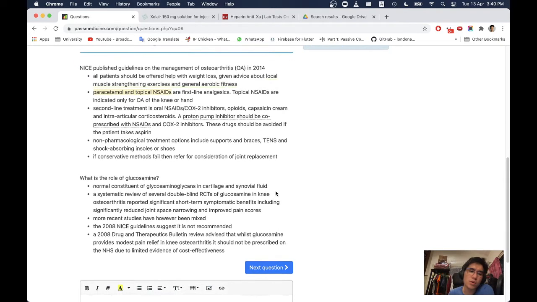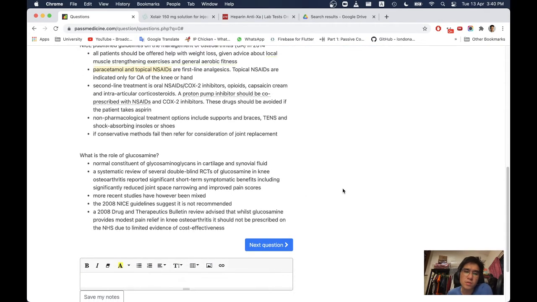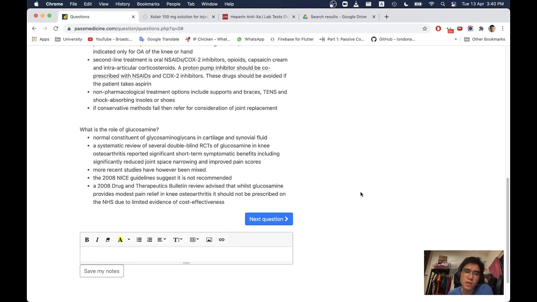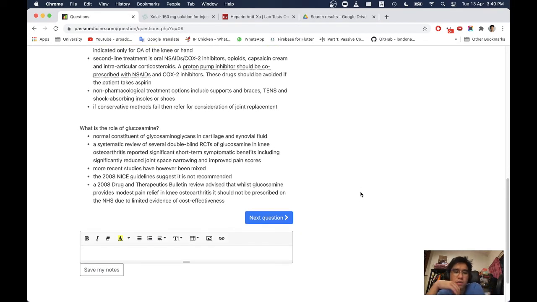What's the role of glucosamine? It's a normal constituent of glycosaminoglycans in cartilage and synovial fluid. A systematic review of several double-blind RCTs of glucosamine in knee osteoarthritis reported significant short-term symptomatic benefits, including significantly reduced joint space narrowing and improved pain scores. More recent studies have, however, been mixed. The 2008 NICE guidelines suggest it is not recommended.